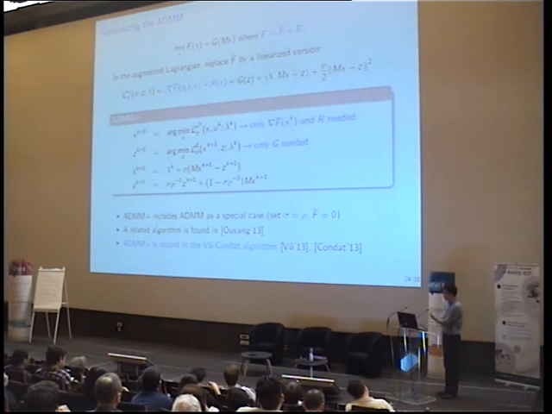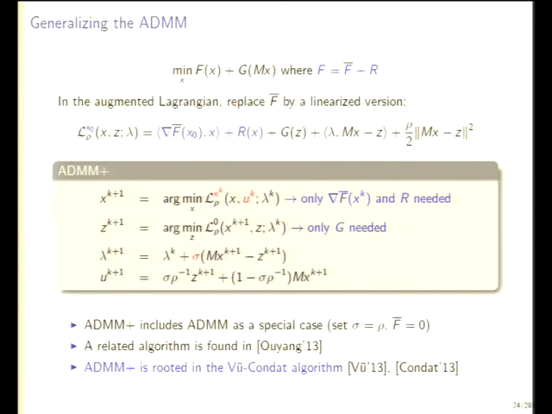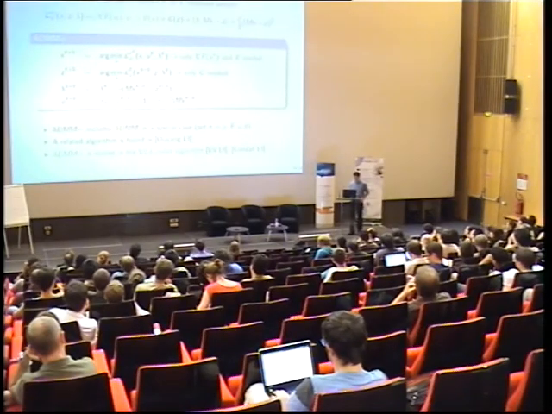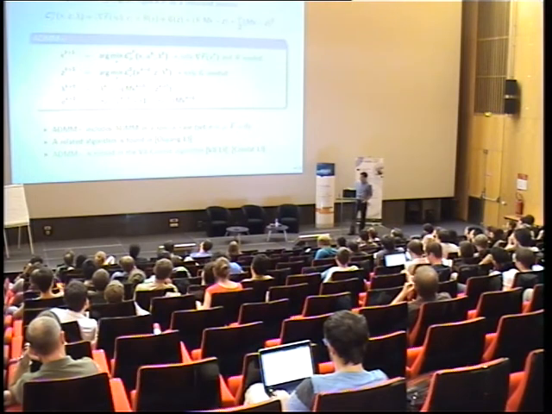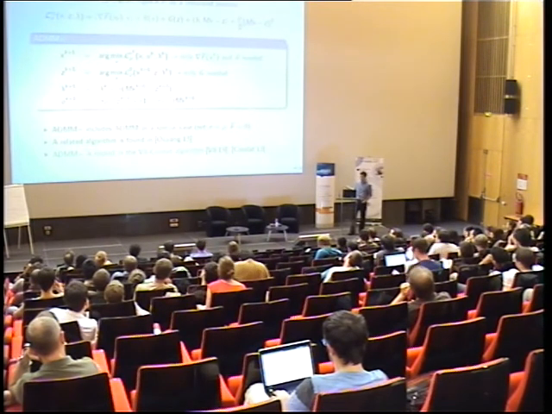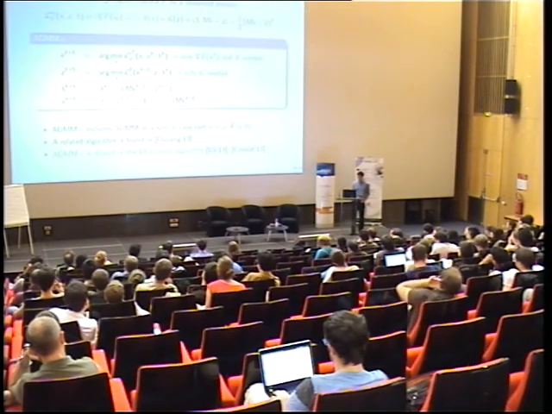I also mention that a related algorithm can be found in Wu Yang 2013, in a different context. They assume decreasing step size, and the algorithm is a little bit different, but there are some relations. And for this ADMM plus, the convergence proof is actually quite easy because it can be seen as a variant of a recent algorithm which has been proposed by Vu and Konda recently. So you can relate this algorithm to the Vu-Konda algorithm. And by the way, it bridges the gap between the Vu-Konda algorithm and the ADMM. It proves that the ADMM can be seen as a particular case, a special case of the Vu-Konda algorithm, which is noticeable.